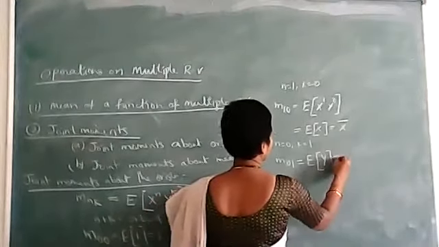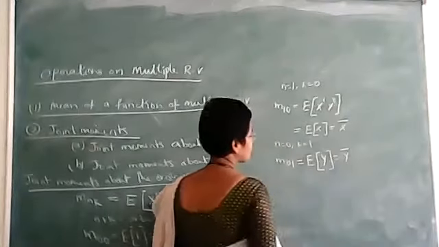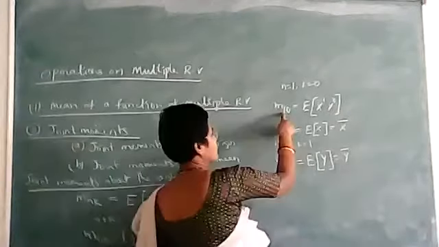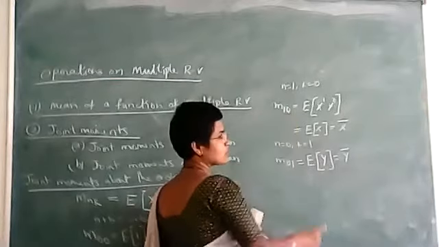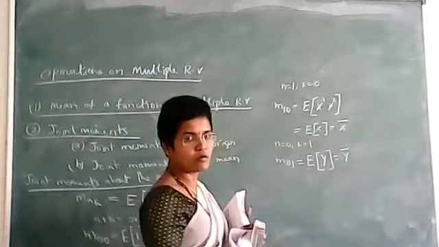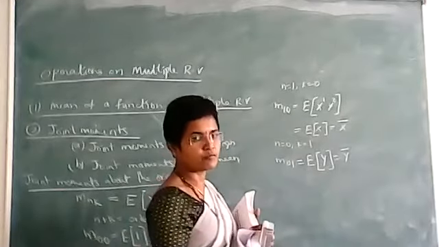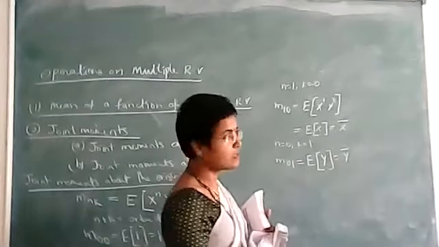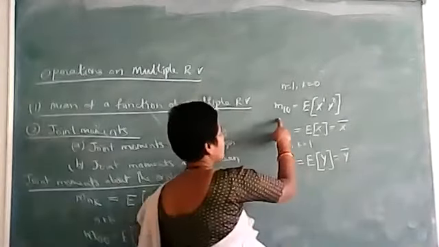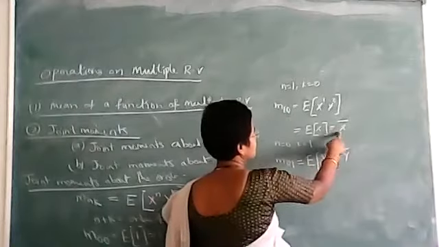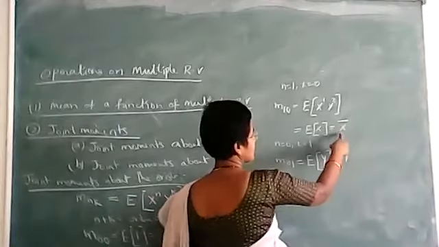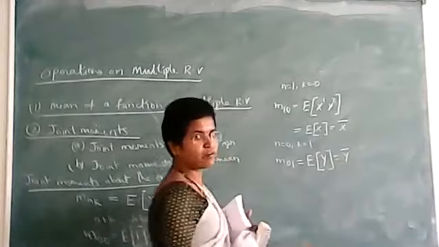Expected value of y is nothing but y1. So if you add these two, 1 plus 0, it is 1. So what is this? It is called the first order joint moment about the origin. So what is the first order joint moment about the origin? This gives you the mean value. So it gives us x bar and y bar.